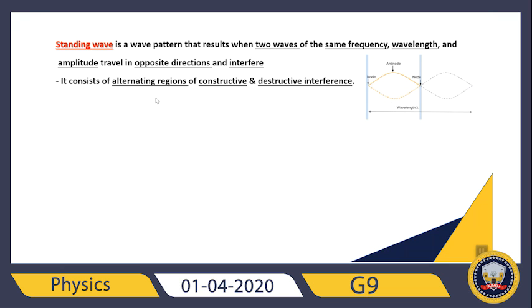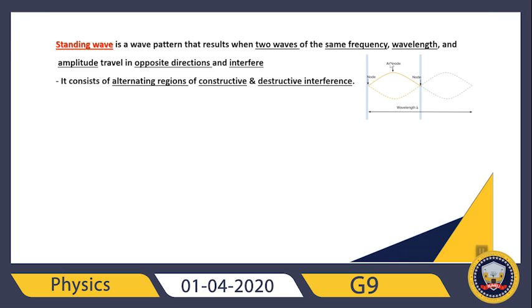So the standing wave consists of alternating regions of constructive and destructive interference. Here, if you can notice, here is a dot called a node, and here is another one, and another one. These regions are called nodes, and at these points, what happens? The displacement equals 0. There is no displacement at these points.